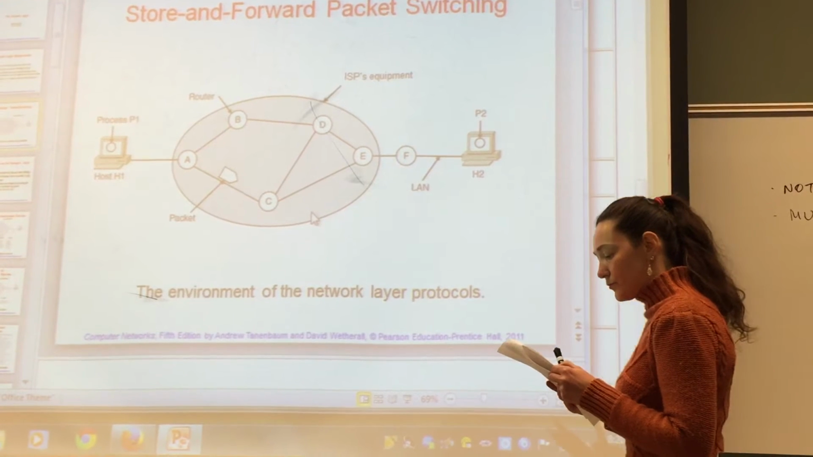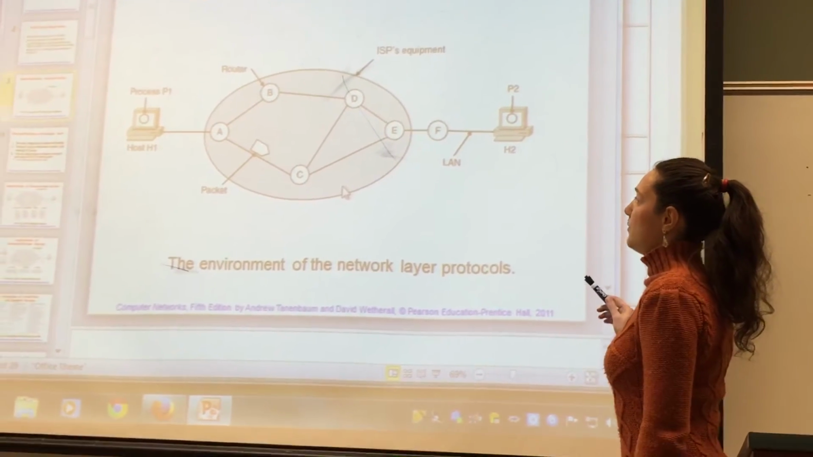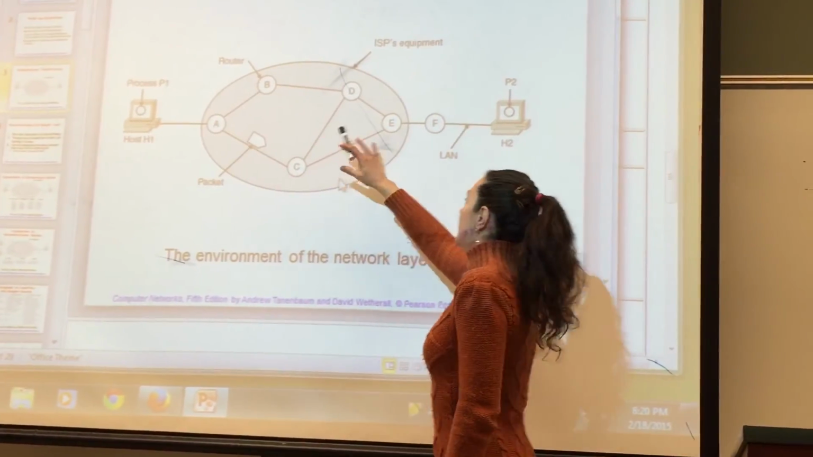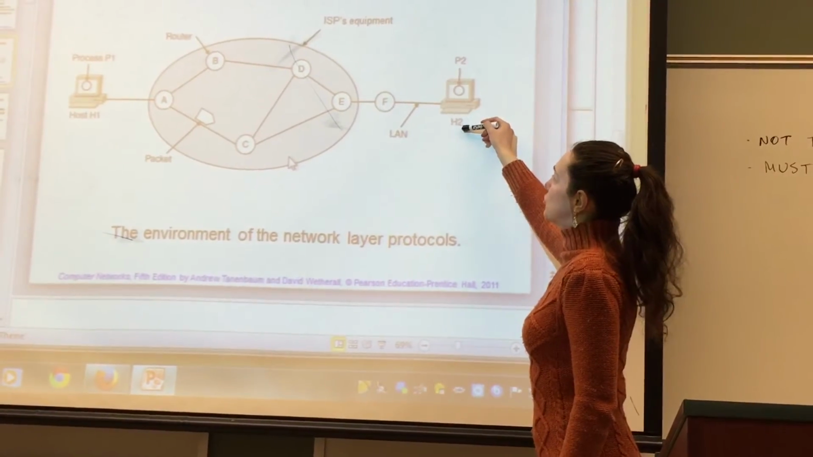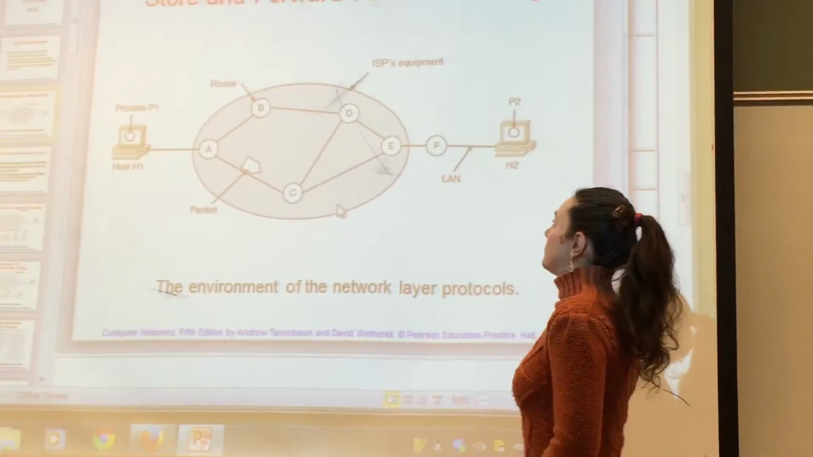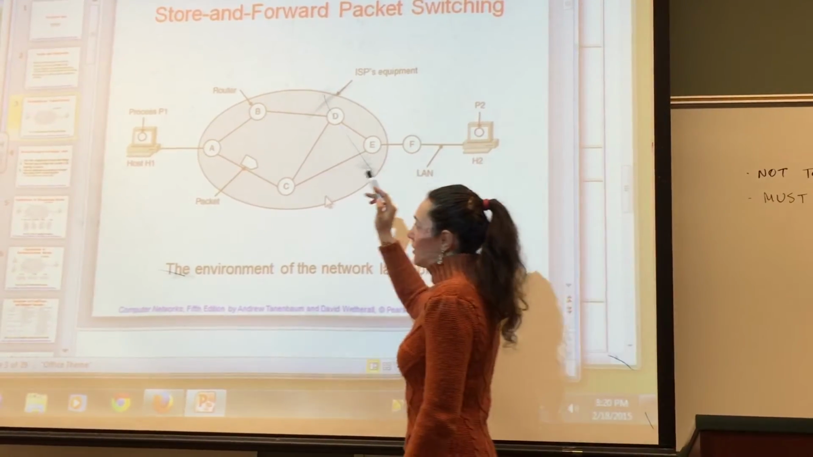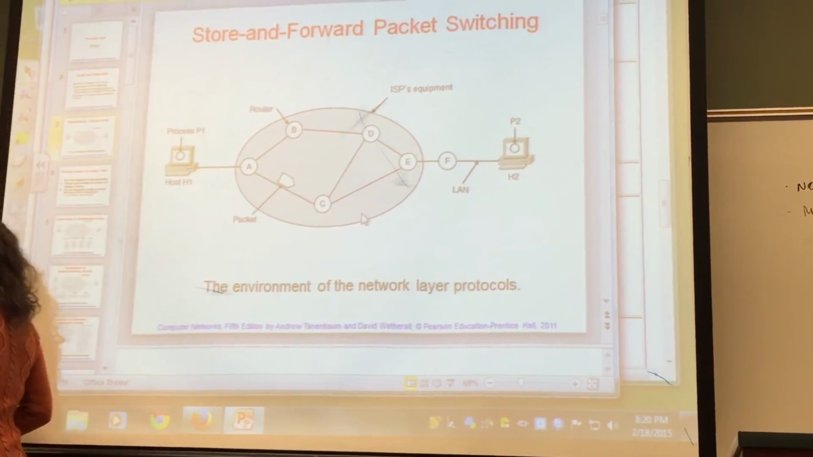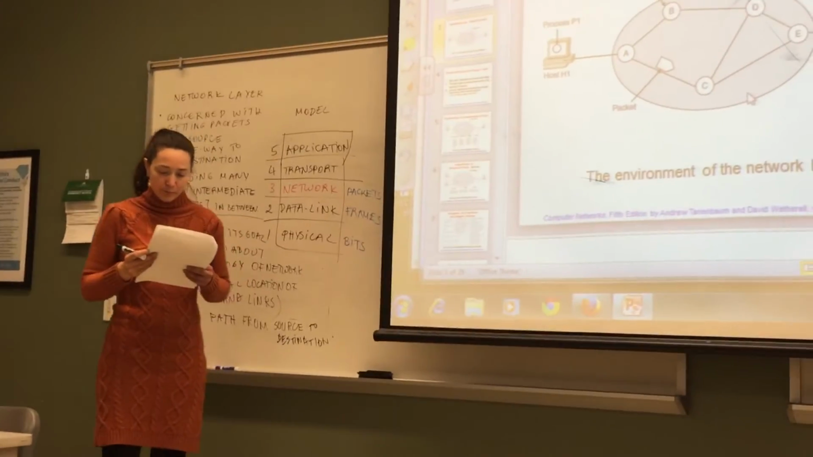The customer's equipment is outside of this oval. So this is the internet service providers, and these are the customers. So this is some home computer called host 2, and this is a personal router of that customer. And then we have another customer at host 1, which is outside of the internet service providers.